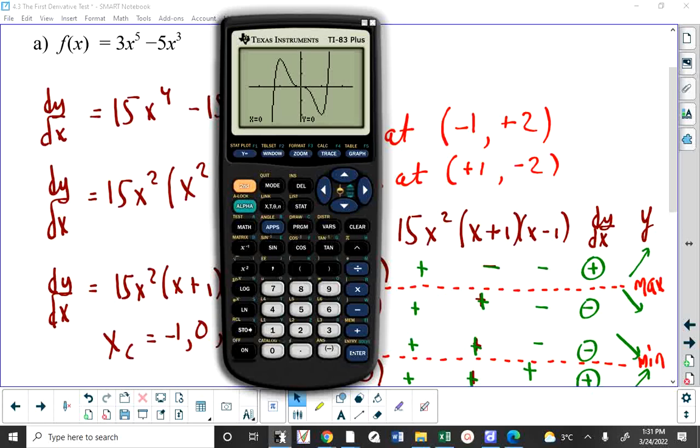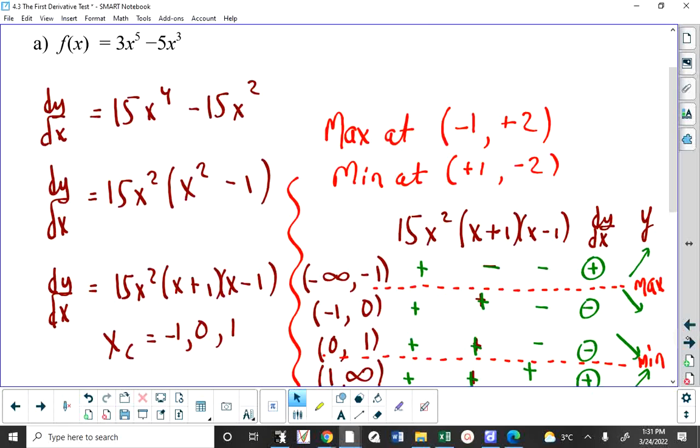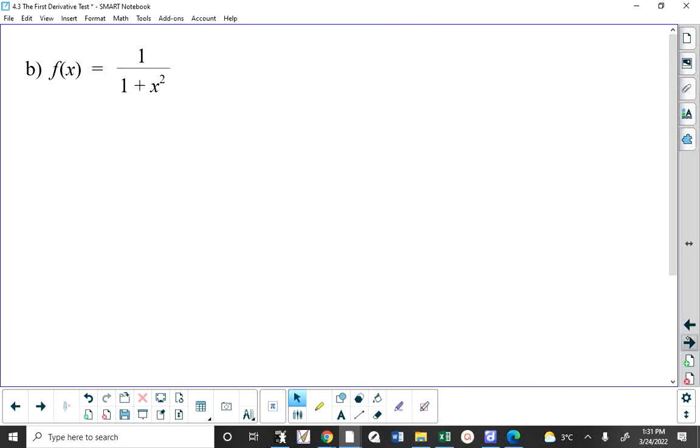That's not y. All right, let's try the second one, which is the last one. We want to differentiate this. Well, the first thing you want to do maybe is write this as 1 plus x squared to the negative 1 to avoid the quotient rule. I think the quotient rule is more trouble than it's worth here, only because the numerator is a constant.